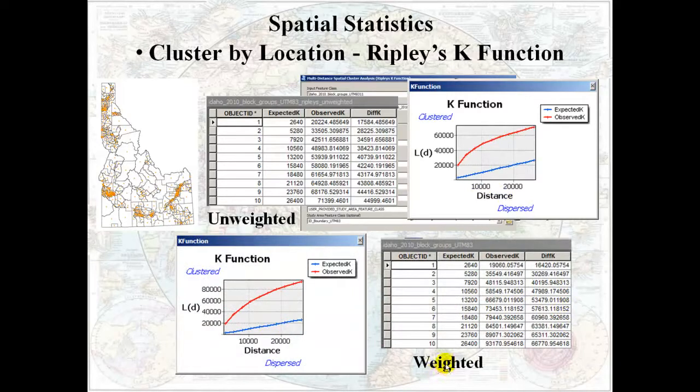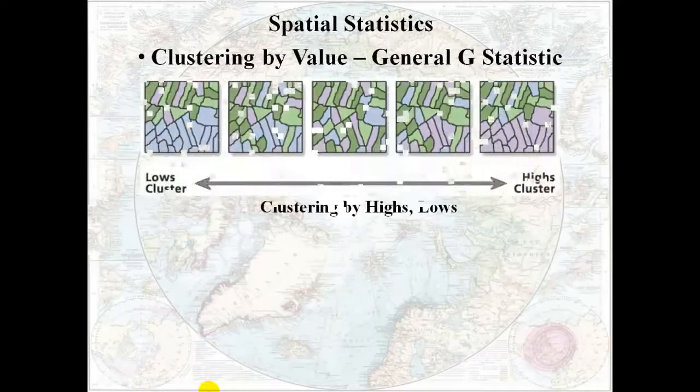If I weight it according to the population and not just to the location of the census block groups, I see that it's still clustered, and you can see that the difference here is 66 versus 44 here, so that's even more clustered when you take into account the populations of these block groups.